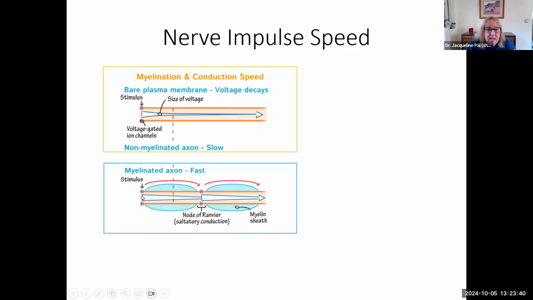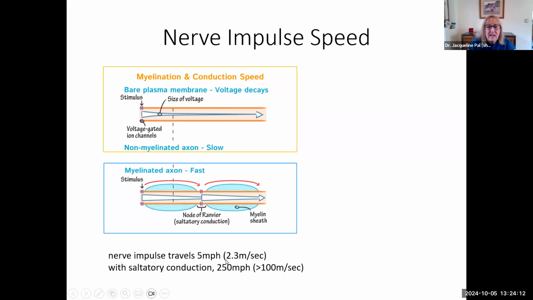Whereas in a myelinated axon, this part here would be very slow if it wasn't myelinated, but it's going to jump, and it only has to travel a very short period before it's going to jump to the next node of Ranvier. And then it's going to jump to the next node of Ranvier. So what does that do to the nerve impulse? Okay, so we say that this nerve impulse was slow, but in reality, it's about 5 miles an hour. So it's faster than you can walk.